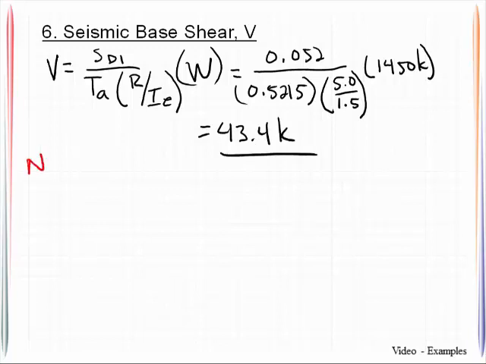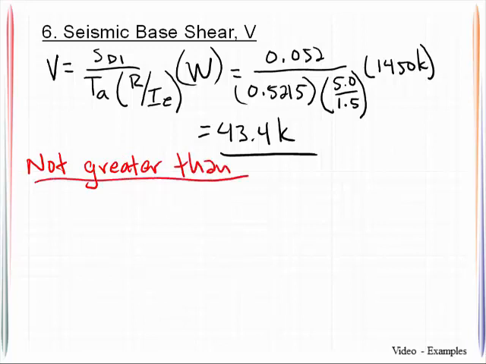However, ASCE 7 says that our base shear will not have to be greater than this.